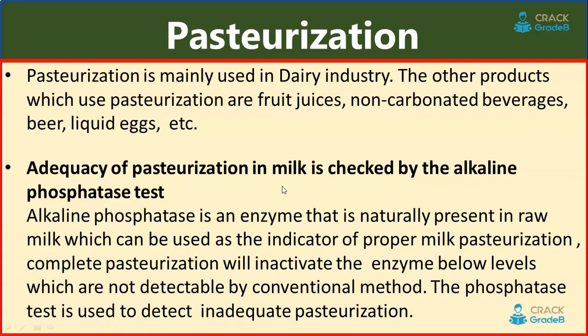Adequacy of pasteurization in milk is checked by the alkaline phosphatase test. Alkaline phosphatase is an enzyme that is naturally present in raw milk, which can be used as an indicator of proper milk pasteurization. Complete pasteurization will inactivate the enzyme below levels which are detectable by conventional methods. The phosphatase test is used to detect inadequate pasteurization.